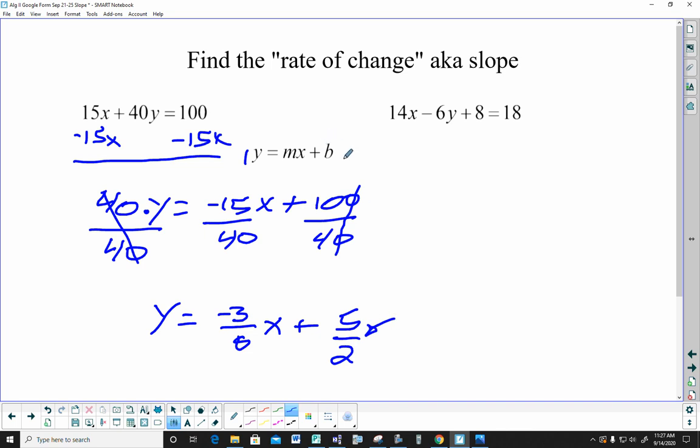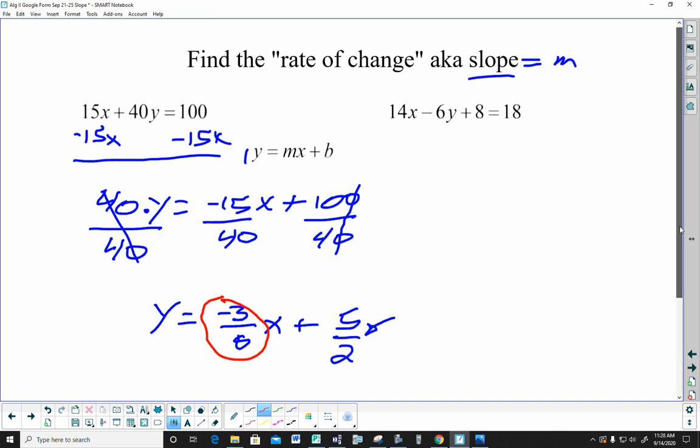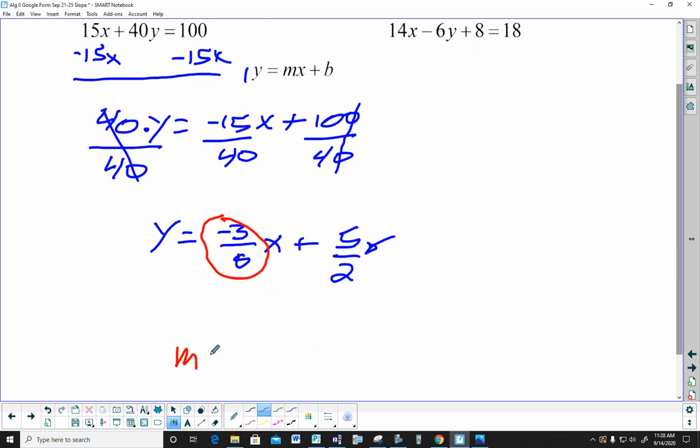This is your b. I don't want the b. I want the slope, which is your m. This is the piece that I'm looking for, right here. And it does not contain the x. The slope is negative 3/8. It does not contain the x. It's the coefficient on the x. So don't say the slope is negative 3/8 x. Nope, nope. It's negative 3/8.